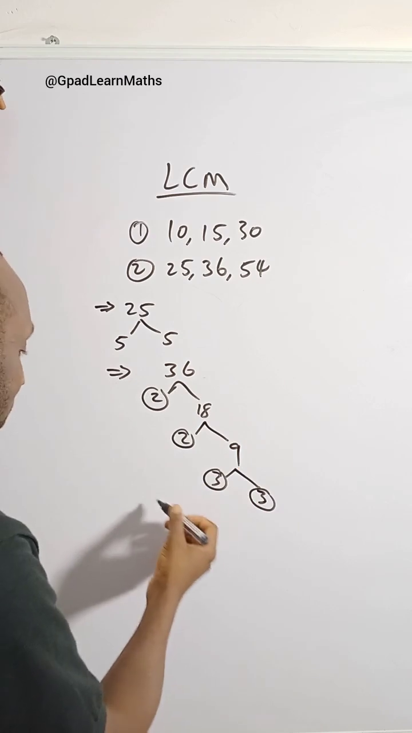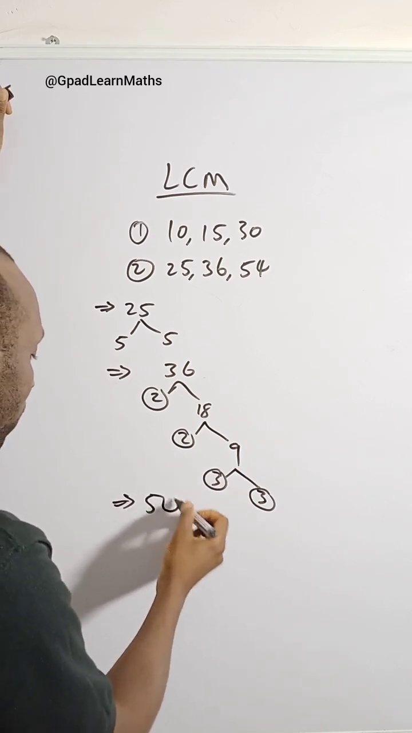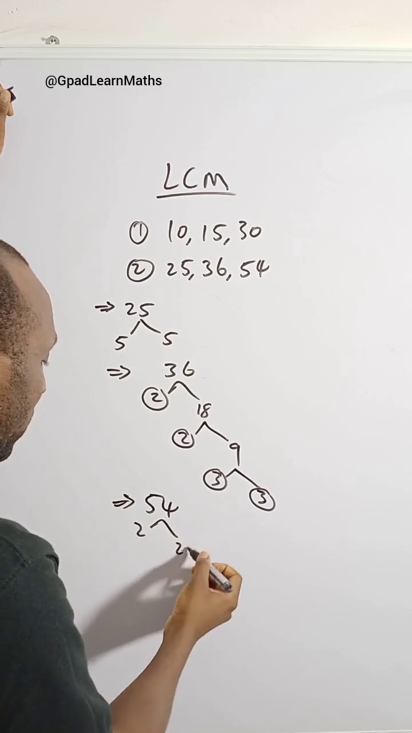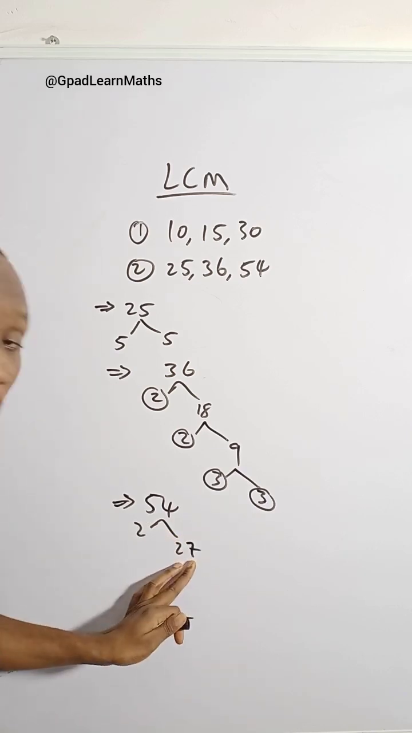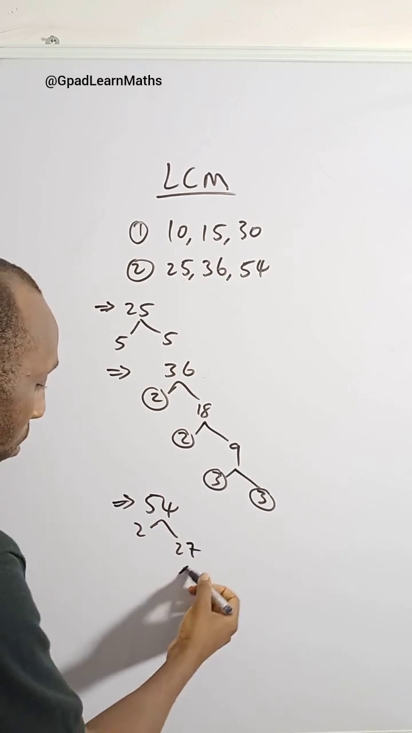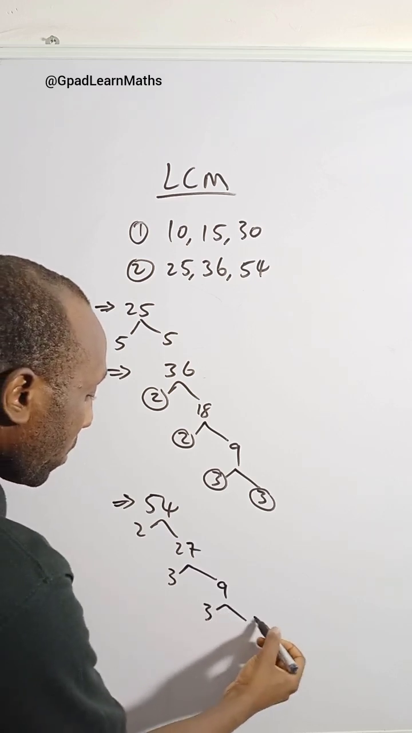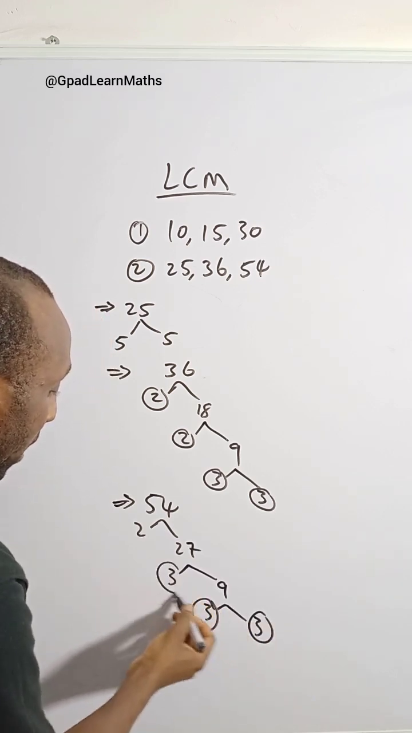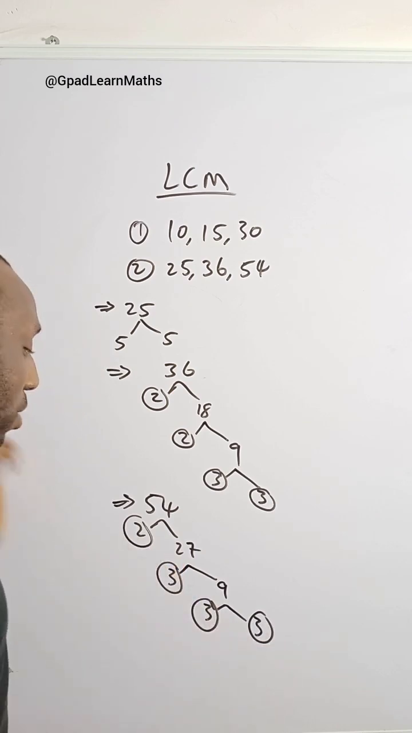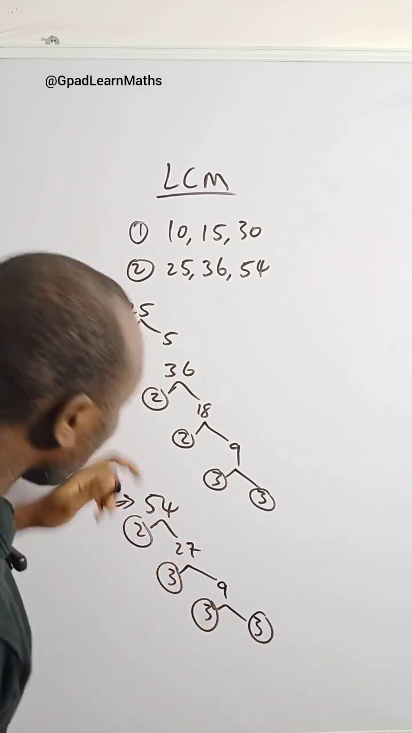And what about the last one? 54. Let's try 54. You break it down, you have 2 times what? 27. What can divide 27? Prime factors now. We have 3 times what? 9. What about 9? You have 3 times 3. So when you bring out everything, these are the prime factors multiplied together to give you what? 54.